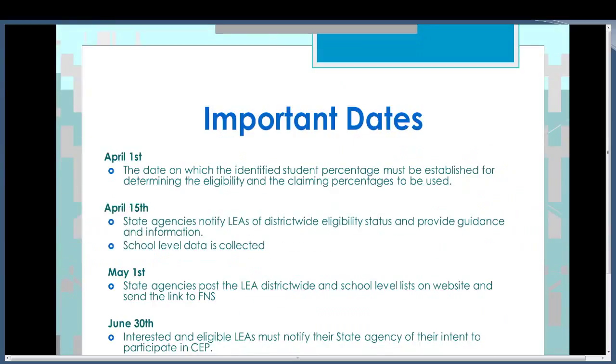So April 1st is the date on which the identified student percentage has to be established for the following school year. April 15th is when the state agencies notify the districts of their district-wide eligibility status, and then districts send their school-level eligibility data to the state agencies. May 1st is when the links to those lists are posted on the state website and collected by USDA, which we in turn post on our website. And then June 30th is when interested school districts need to notify their state agency of their intent to participate.